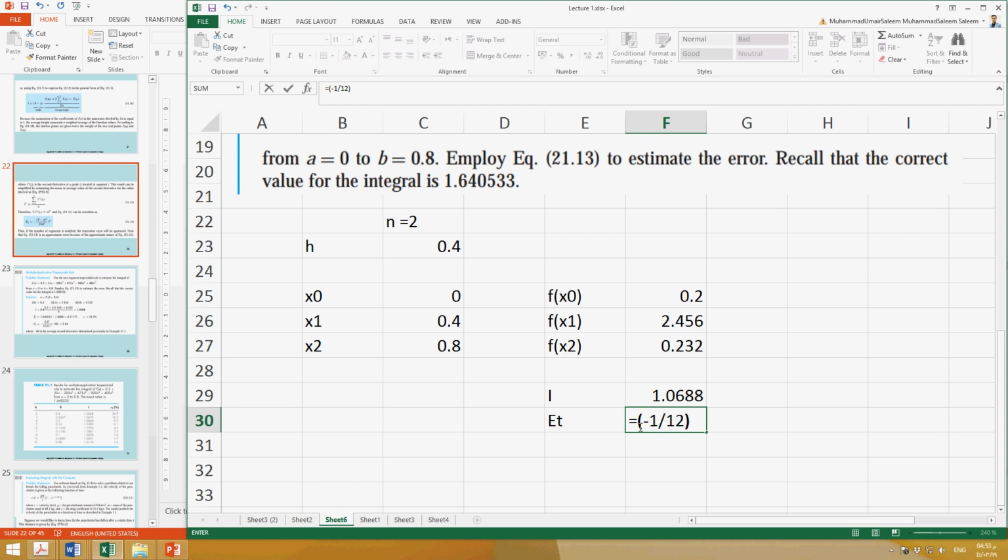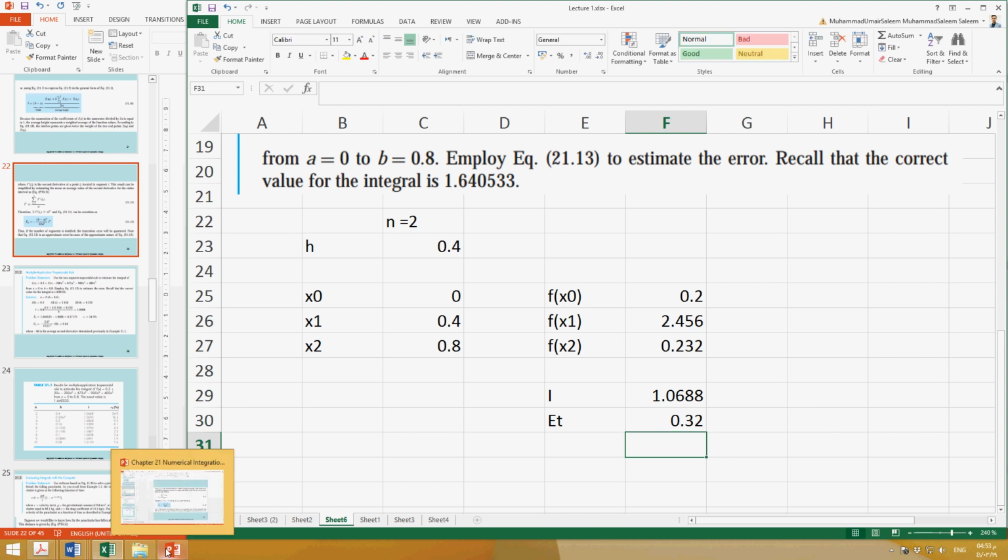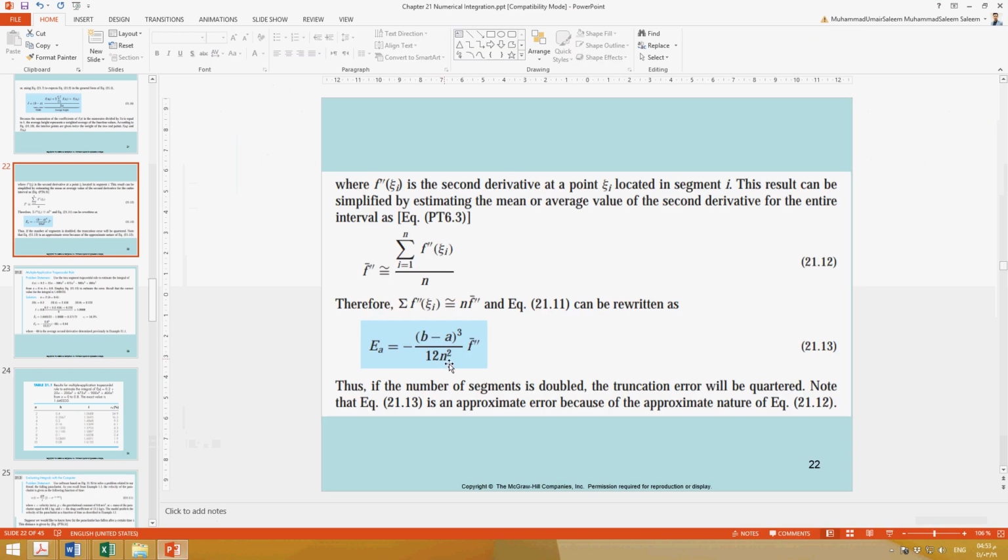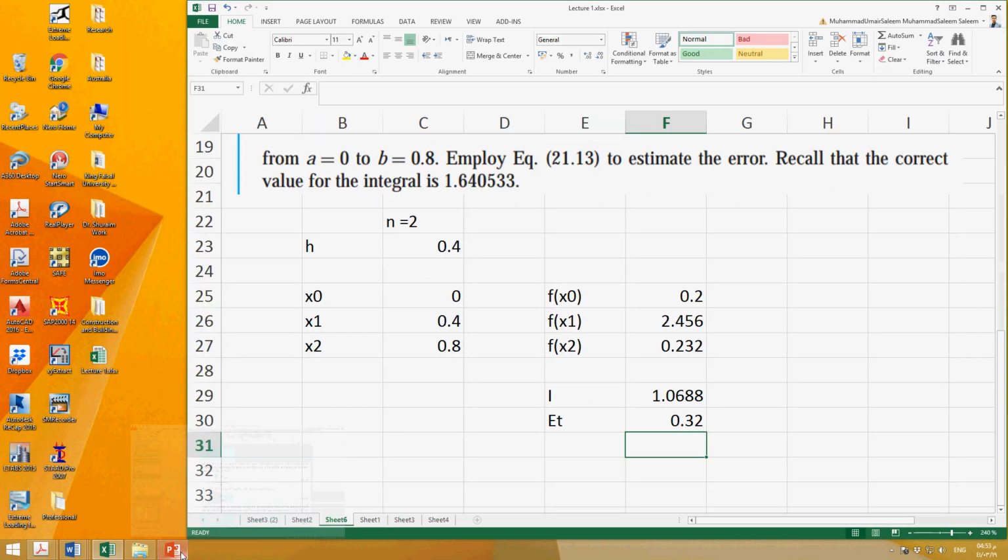So we have already found the second derivative, and that was minus 60, multiplied by b minus a cubed, which is actually 0.8 cubed, divided by 12n squared, where n is 2, so squared this is 4. Okay, not 2, this is actually 12. So here this is actually 4, so 0.64.